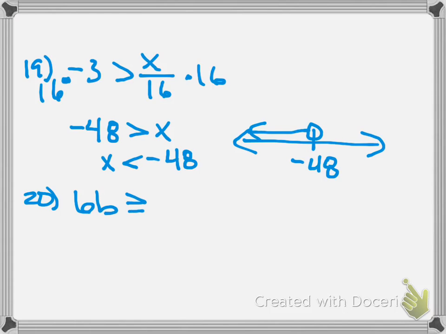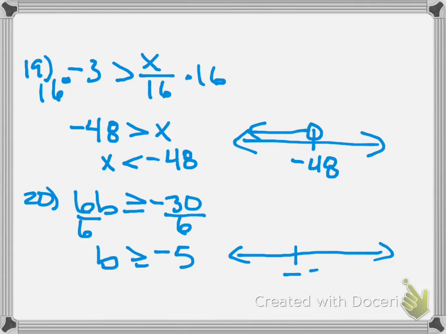Number 20, 6b is greater than or equal to negative 30. Got to realize that 6b means 6 times b. So what is the opposite of multiply? Divide. So I'm going to divide both sides by 6. So I would get b is greater than or equal to negative 5, which means I would put a closed dot at negative 5 and then shade to the right. So those should all be pretty easy. Again, you're just keeping track of the operations.